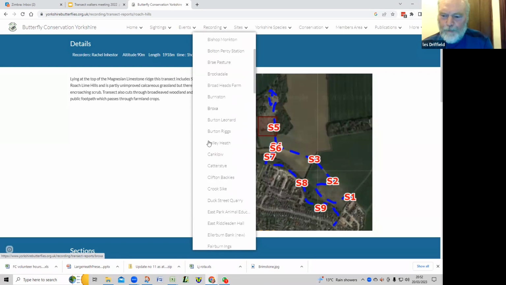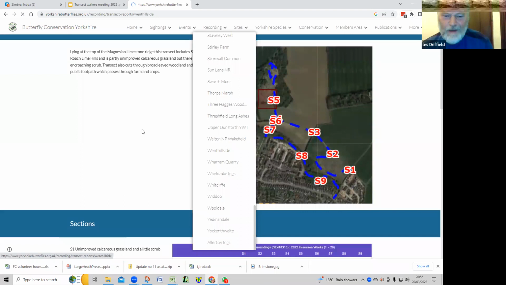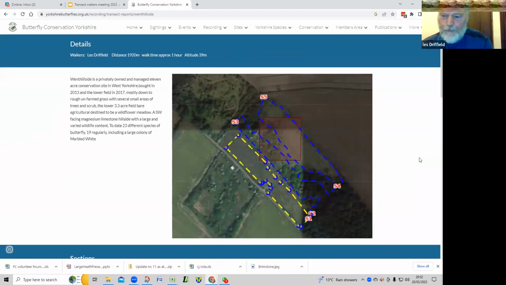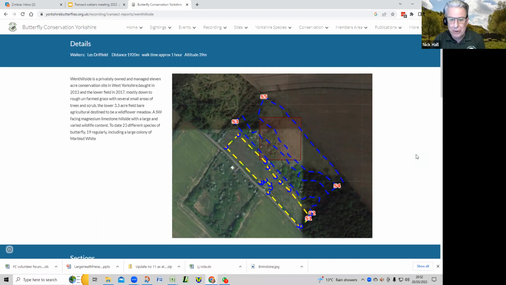Unfortunately, I'm due for a hip replacement, so Went Hillside may have to be put to one side. I also do Brockerdale as well, so if I do get something, I think Brockerdale's a little more important. I think you're right, probably, overall. It is a section of land that I own. Yes. And I decided that, yes, I could do a transect on it.